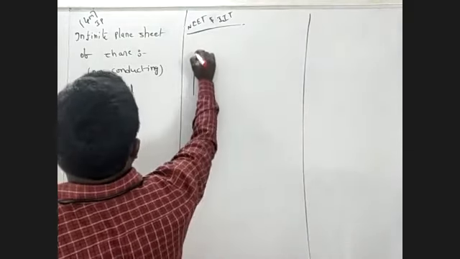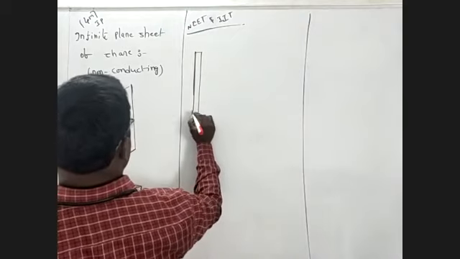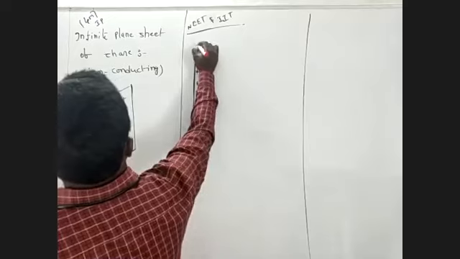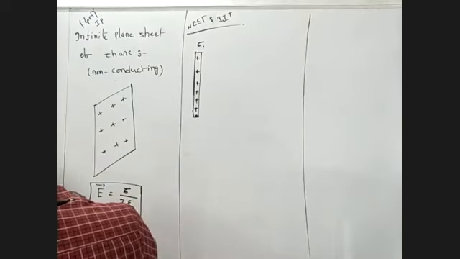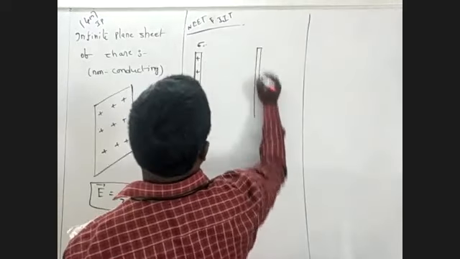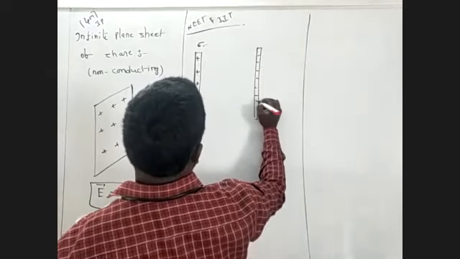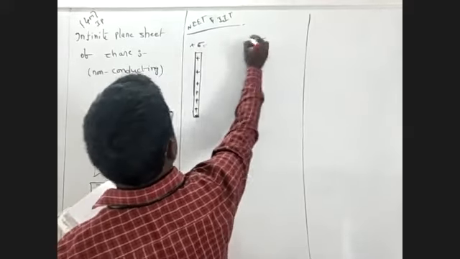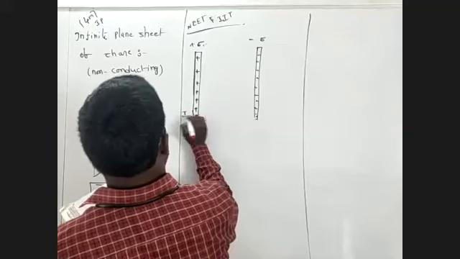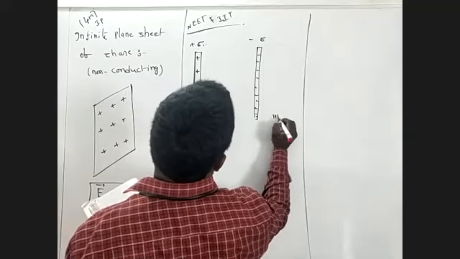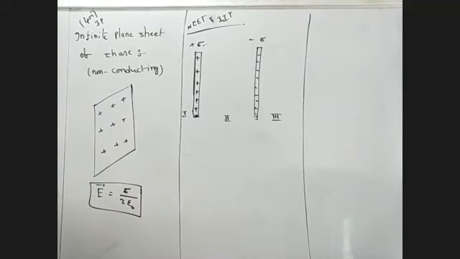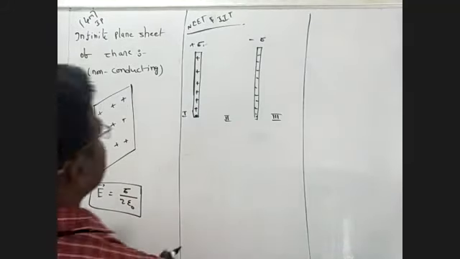This is a plane sheet with charge density sigma 1, a surface charge density. We are taking this one as positive and this one as negative. Now this is region number 1, region number 2, and region number 3. We are going to find the field in these regions.